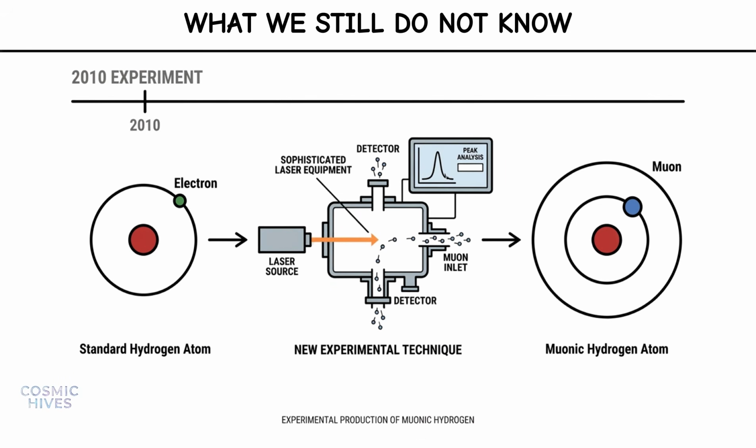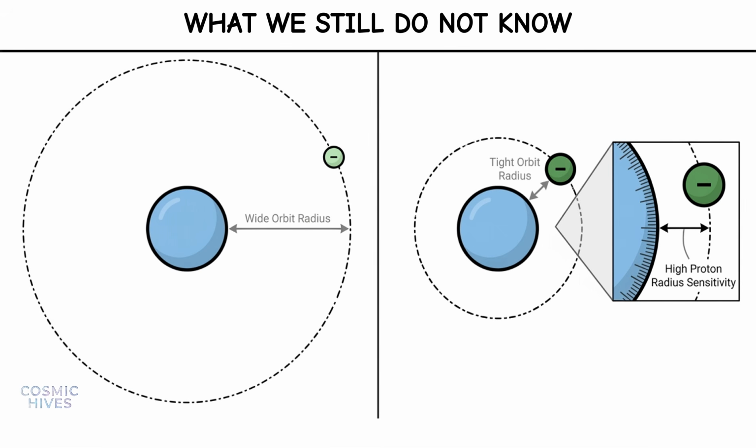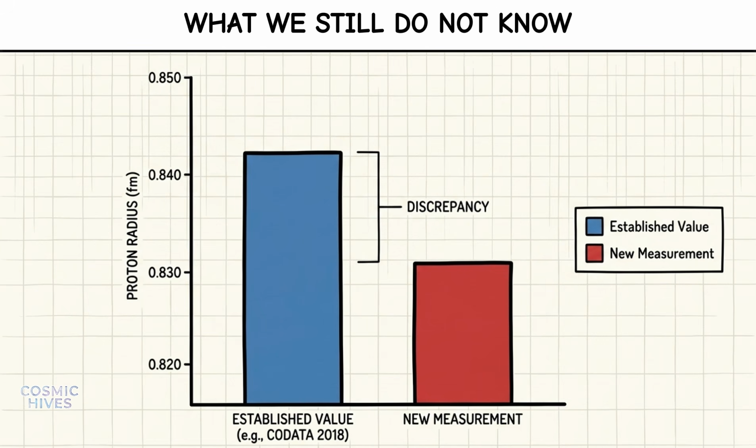In 2010, a research team led by Randolph Pohl used an entirely new technique, creating a muonic hydrogen in which the ordinary electron orbiting a proton is replaced by a muon, a heavier cousin of the electron that orbits much closer to the nucleus and is therefore far more sensitive to the proton's exact size. The measurement came back significantly smaller than the established value, a discrepancy large enough and precise enough that it could not be dismissed as ordinary measurement error.